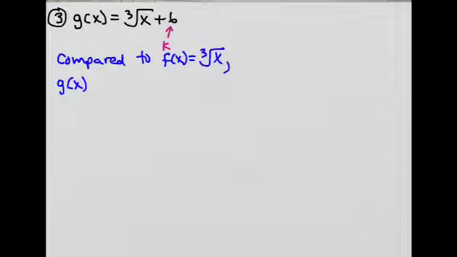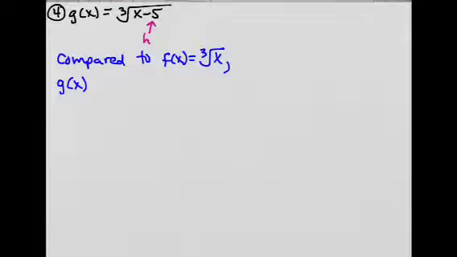Alright, in number 3 through 8, you just have to describe how g of x compares to f of x, being the parent function, cube root of x, like I have written here in blue. So if you look at number 3, the only parameter affecting cube root of x is k, and in this case k is 6. So you say compared to f of x equals cube root of x, g of x is translated 6 units up, and that's it.